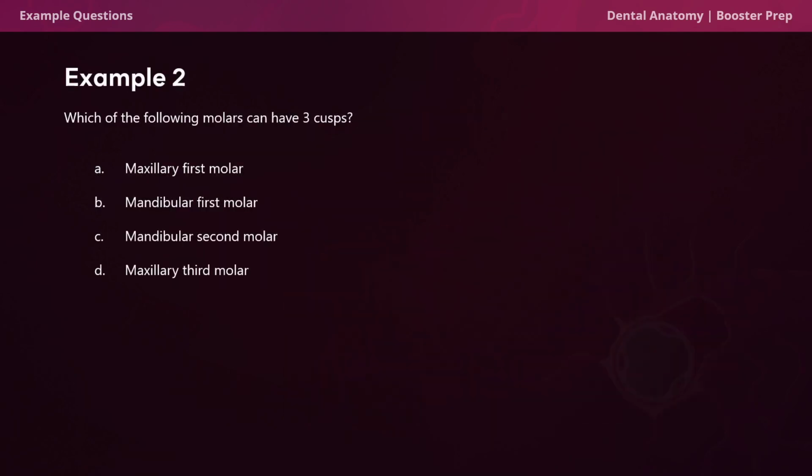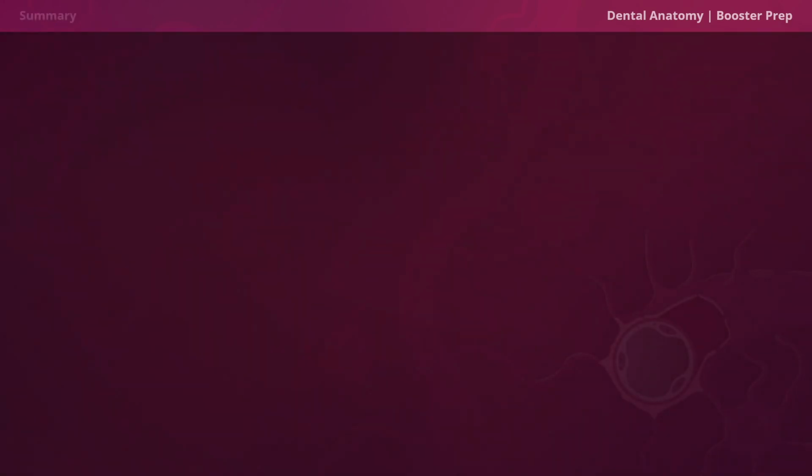Which of the following molars can have 3 cusps? Alright guys, pause the video. And the answer is of course the maxillary third molar. Remember, the maxillary third molar is the only molar that can have 3 cusps. All other molars will either have 4 or 5 cusps.